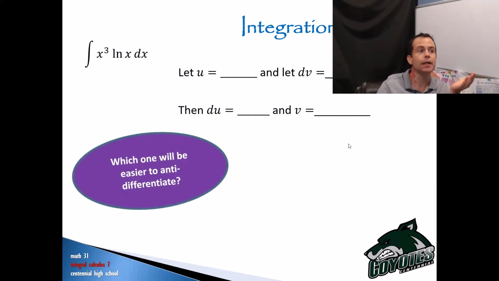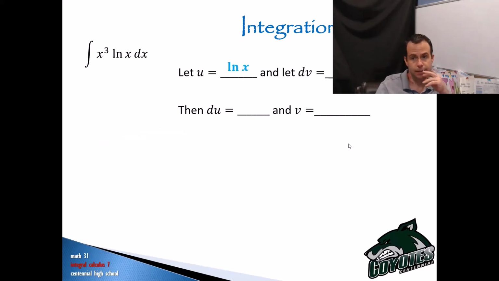Well, the very first question that I gave you was anti-differentiating ln x, right? And we realized that that was not super easy to anti-differentiate. So x cubed is easy to anti-differentiate. So I'm going to let u be ln x, and I'm going to let dv be x cubed dx.